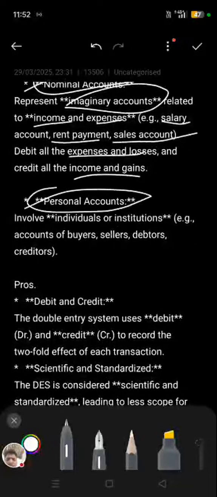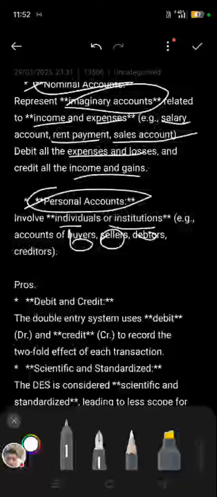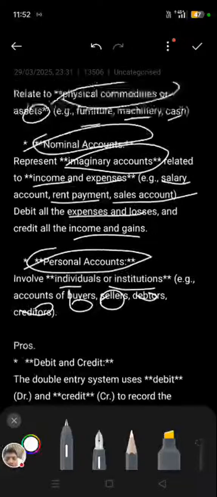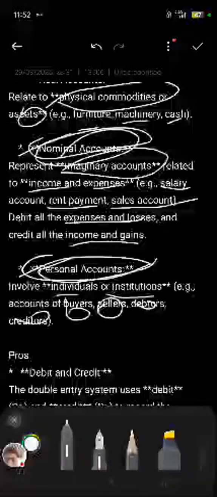Then comes the personal account, which involves individuals and institutions. Examples: buyers, sellers, debtors, and creditors. No, the salary account is part of the nominal account, not the personal account. Then come the pros of the double entry system.